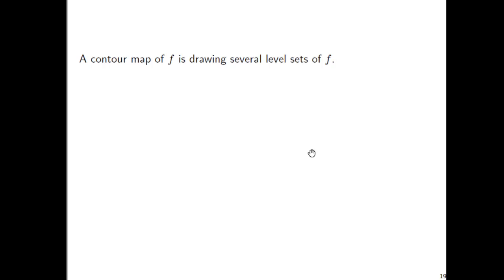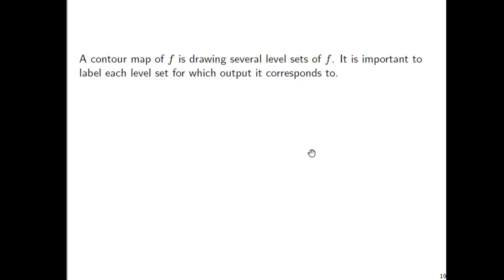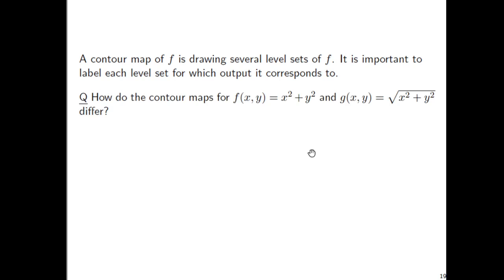Again, a contour map is just drawing several level sets. It's important to label each level set for which output it corresponds to. Otherwise, you just have a bunch of different drawings on the same set of axes, and it's not clear what's going on. I mean, colors are helpful, but even if you just took each of the level sets and wrote next to the level set k equals this number, k equals that, that would work, right?